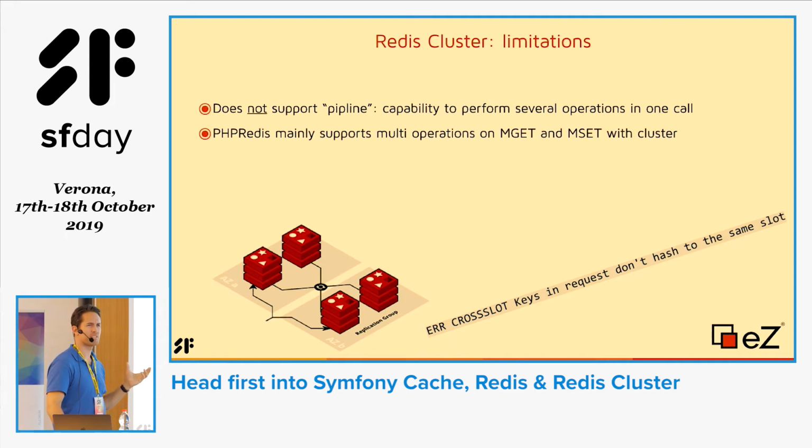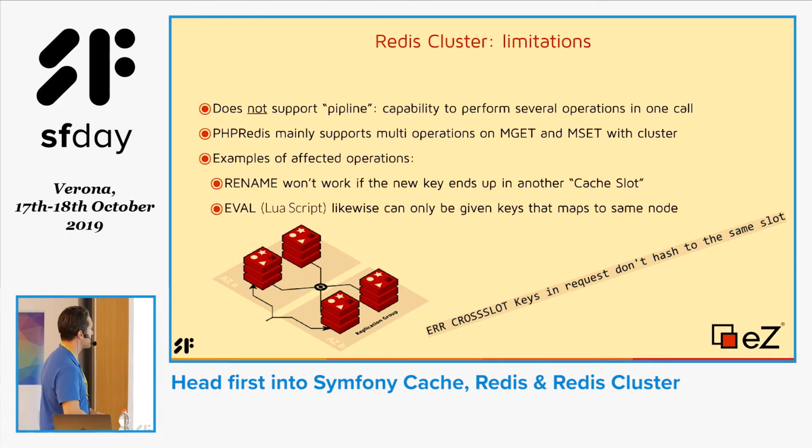Most of these limitations are in the client, because the clients can try to fix this. They can figure out where the keys go and do it for you, so you don't have to deal with it. And exactly that is what it does for something called multi-get and multi-set. So if you give it several keys, it will figure out where those need to go and do the request to the node where those keys are. But beyond that, it doesn't necessarily do that for all of the other operations.